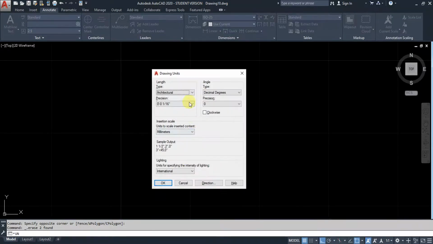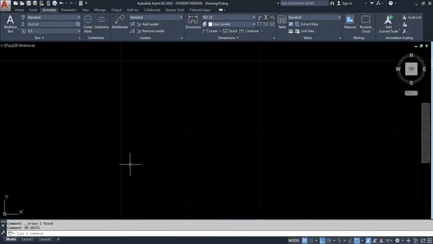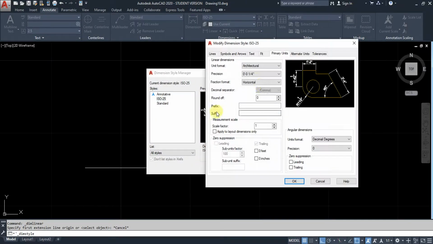And next is decimal. Decimal is nothing but the simple unit. Normally we can give it. Its precision is point values only. For example, I am giving 25, it shows the output like that only. So I am going to change its unit to decimal.